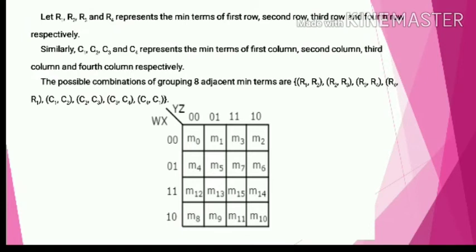The possible combinations of grouping 8 adjacent minterms are R1 R2 in one bracket, R2 R3 another pair, R3 R4 another pair, and R4 R1 another pair, then C1 C2 one pair, C2 C3, C3 C4, and C4 C1. So these are the possible combinations of the 8 adjacent minterms. See the 16 squares, each square consists of 1 minterm.